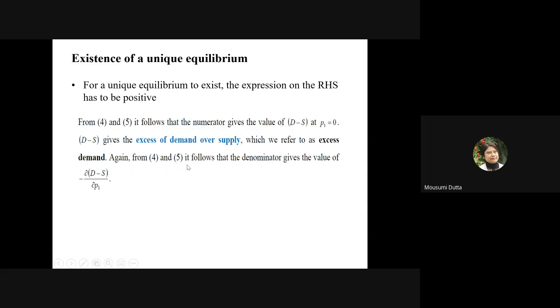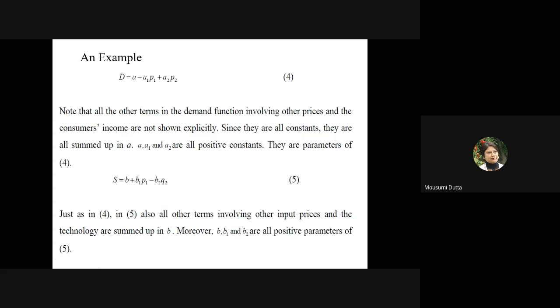Again, from 4 and 5, it follows that the denominator gives the value of minus del D minus S by del P1. So what you have to do now is derive the value for del D minus S. Do not set P1 equal to 0. In the equation D minus S, first write down D minus S, and from there derive del D minus S. D minus S is already there with you. Minus A1 minus B1.